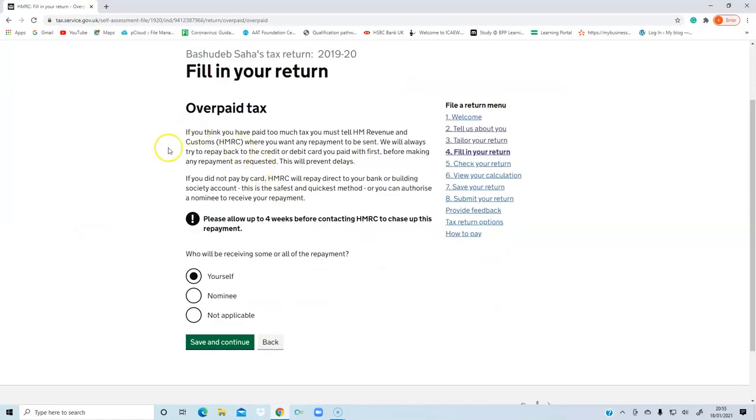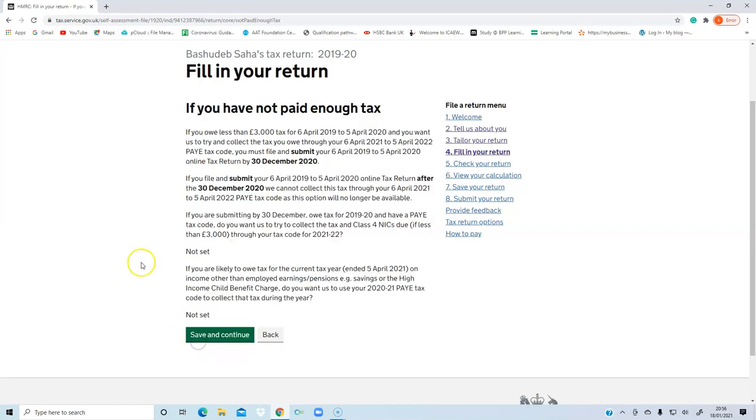So here the next section is, if you expect any tax back from HMRC, where the money will come. You can write yourself, you can write the nominee, or if it is not applicable, you can write not applicable. Normally when you have a profit, you have to pay the tax, you don't get it back, but you can write yourself. There is no problem with that, but here you can also mention not applicable because you're not going to receive any tax from them anyway.